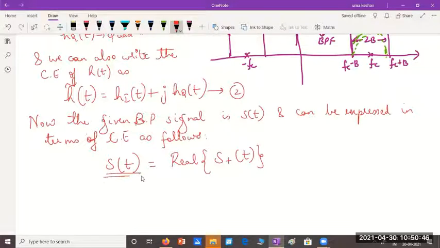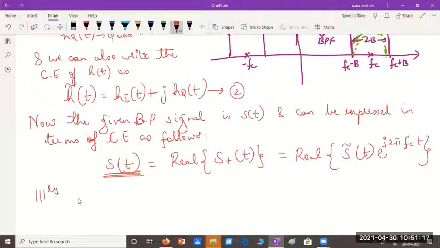The given bandpass signal will be the real part of its pre-envelope, and the pre-envelope can be written in terms of the complex envelope as s tilde of t into e power j 2 pi fct. Yes or no? We have written this multiple times now already. So, given bandpass signal is written in terms of the complex envelope like this.